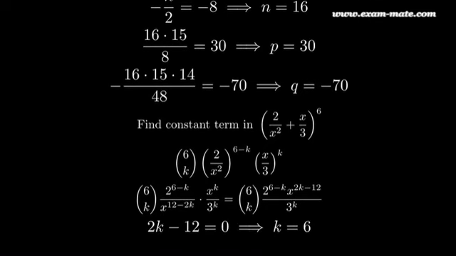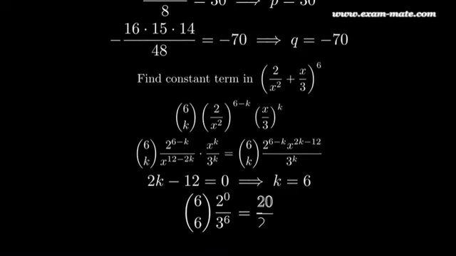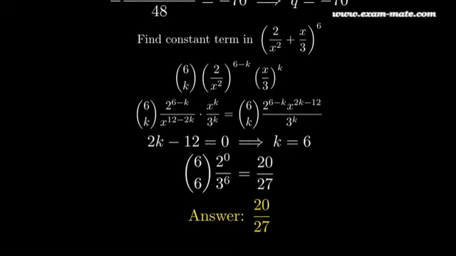Substituting k equals 6 back into our expression and simplifying, we get 6 choose 6 times 2 to the 0 power over 3 to the 6th power, which equals 20 over 27. Therefore, the term independent of x in the expansion is 20 over 27.